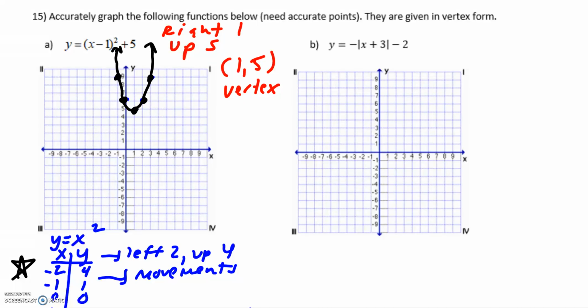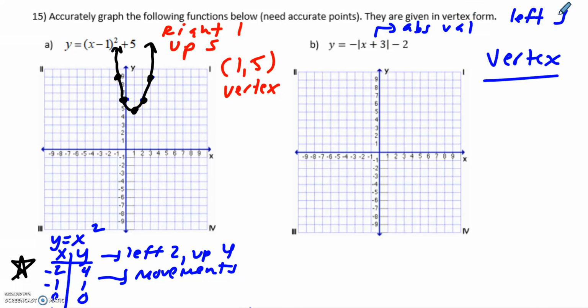Part B, this is no longer a quadratic equation. This is now an absolute value equation. But absolute value does act like a parabola. So the first thing I want to think about is what my new vertex is or what it's moving to. If I see a +3 in here, this really means I'm moving left 3 units. And if I see a -2, that means I'm moving down 2 units. So the first thing I'm going to graph is that vertex. So I'm going from (0, 0), left 3, down 2. Here's where my V shape is going to start. It's a V because of absolute value there.